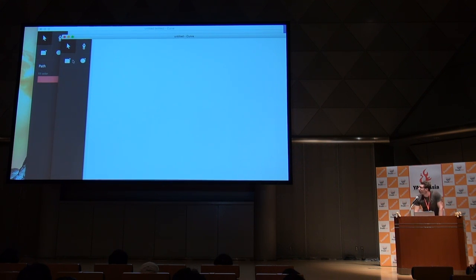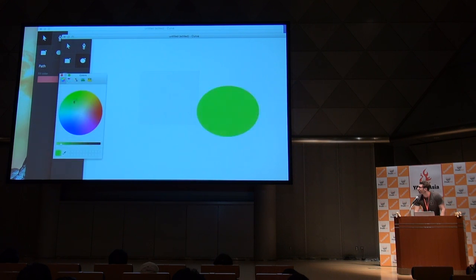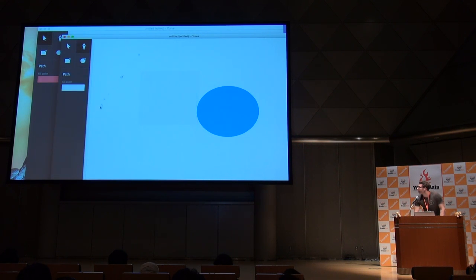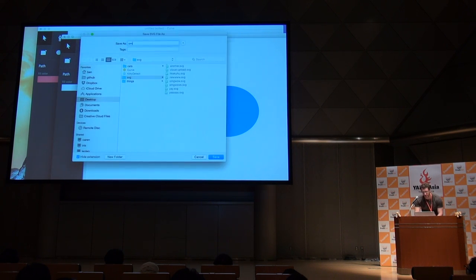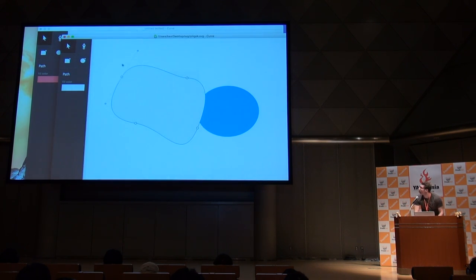So we can draw some rectangles. We can use keyboard shortcuts like O creates ellipses. We can change the color. It's pretty sweet. We can use the pen tool. And yay. And then we can save it. So we save it here.